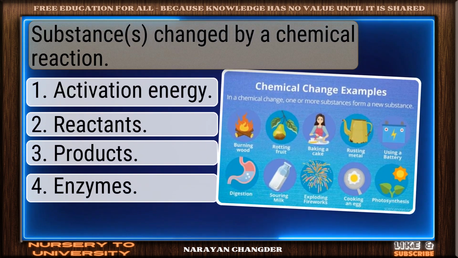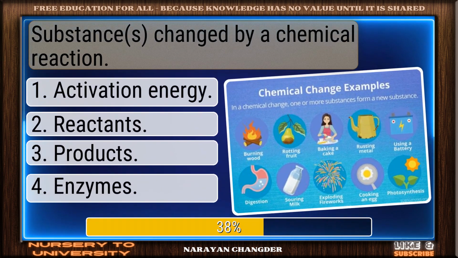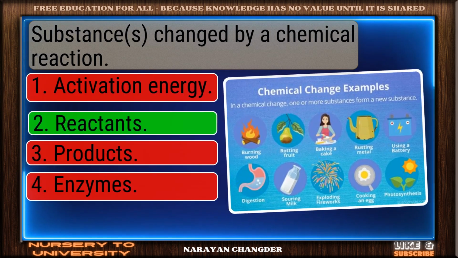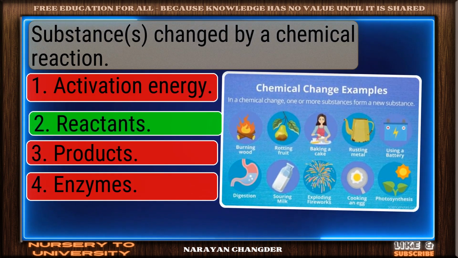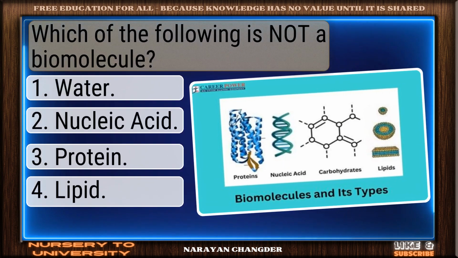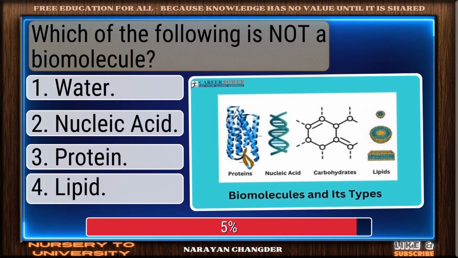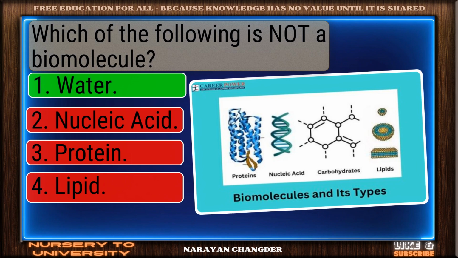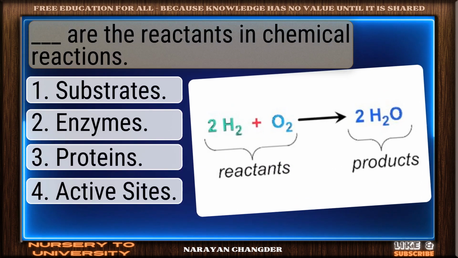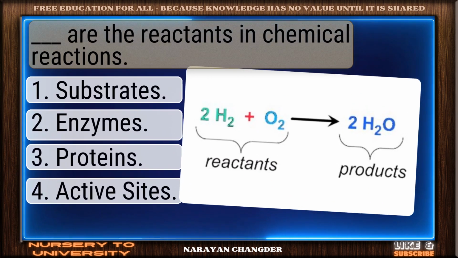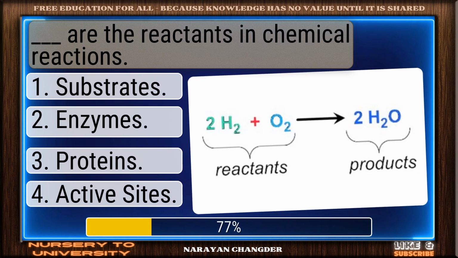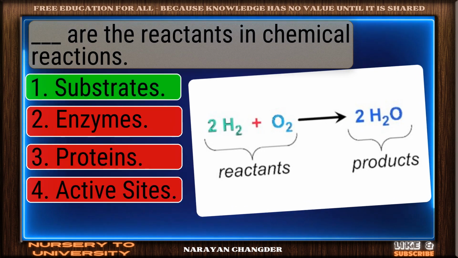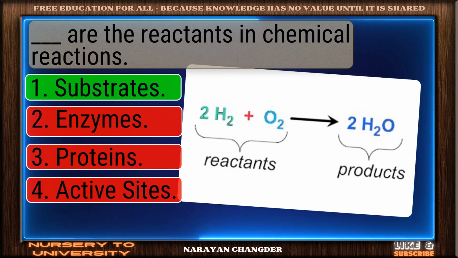Substance changed by a chemical reaction? Smart pick. Reactants is correct. Which of the following is not a biomolecule? Good job. Water works well. Dash are the reactants in chemical reactions. Excellent choice. Substrates is right.